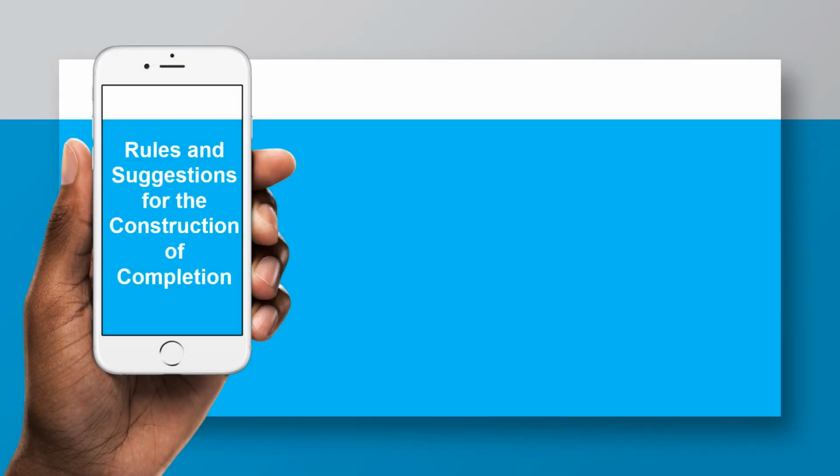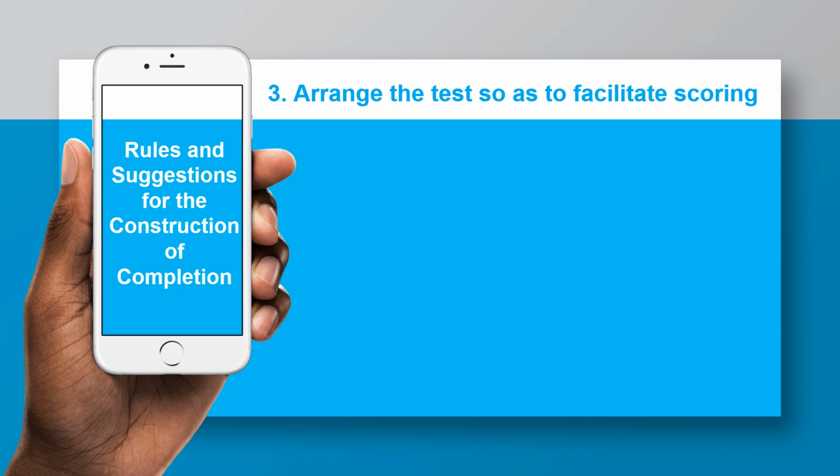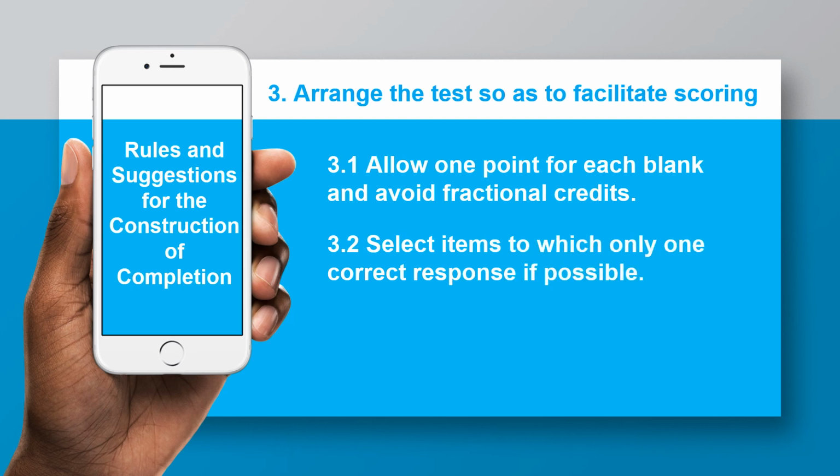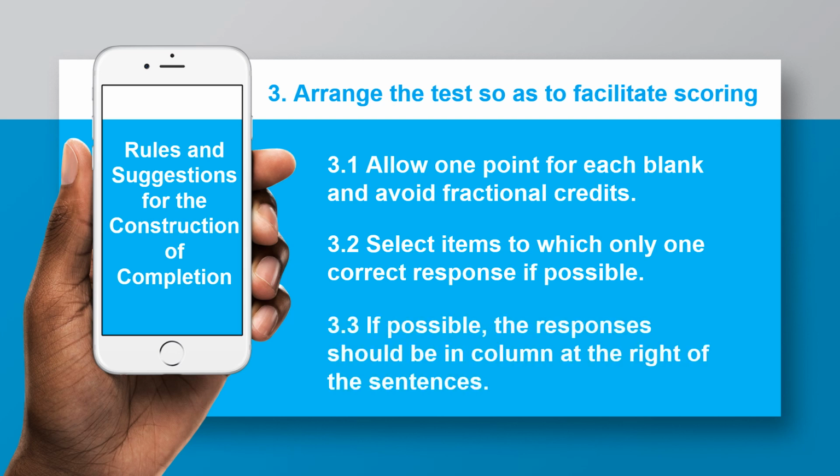Rule number 3. Arrange the test so as to facilitate scoring. You should allow 1 point for each blank and avoid fractional credits. Select items that have only one correct response if possible. If possible, the responses should be in the column at the right of the sentences.